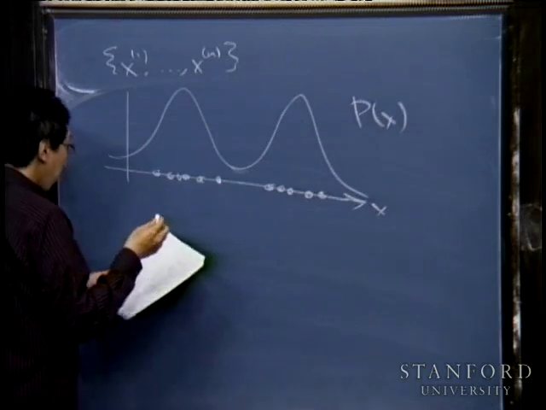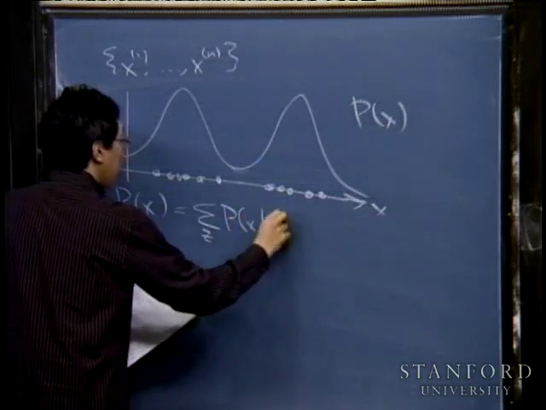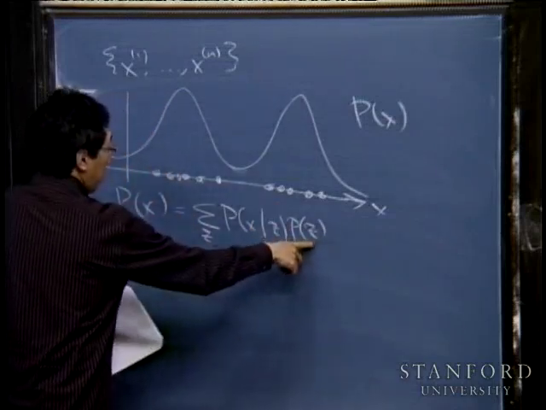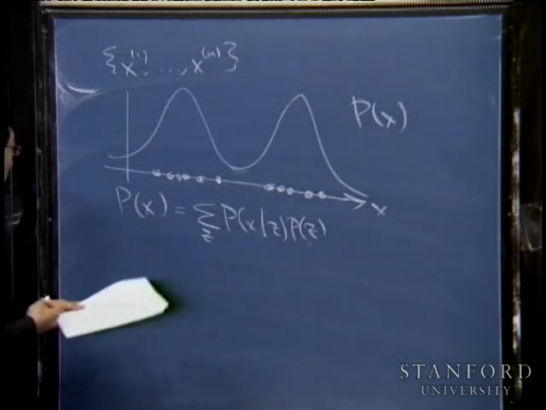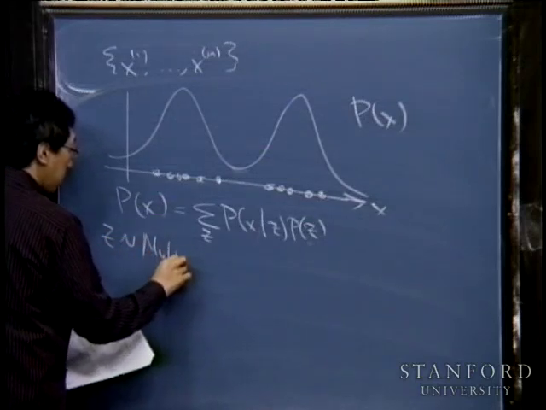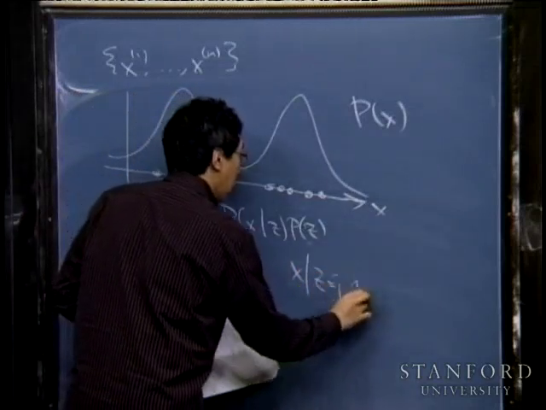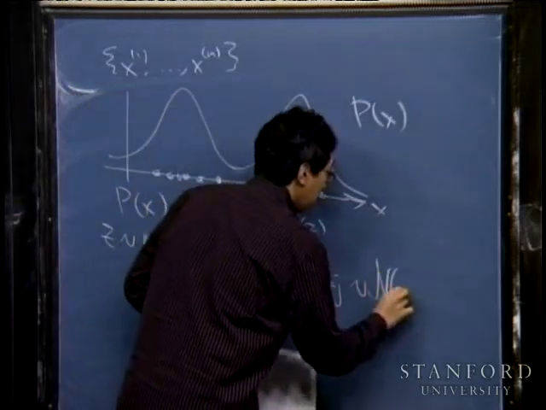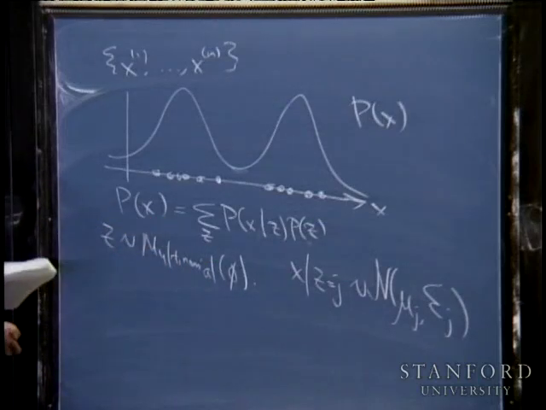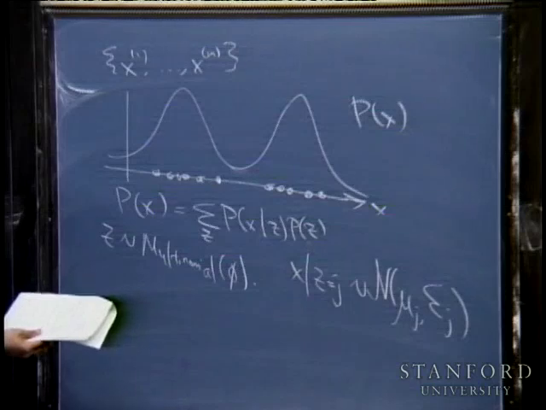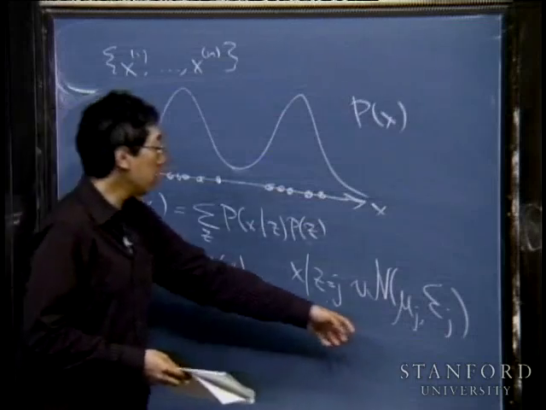Concretely, we said that we would model the density of x, p of x, as the sum over z of p of x given z times p of z, where this latent random variable, meaning this hidden random variable z, indicates which of the two Gaussian distributions each of your data points came from. So z was multinomial with parameter phi, say, and x conditioned on it coming from the jth Gaussian was given by a Gaussian with mean mu j and covariance sigma j. At the beginning of the previous lecture, I talked about a very specific algorithm that I sort of pulled out of the air for fitting the parameters phi, mu, and sigma.